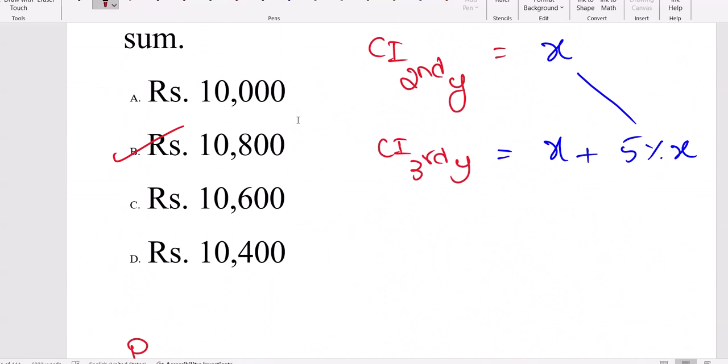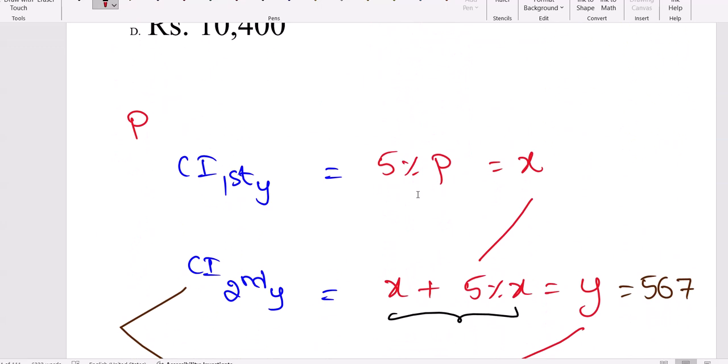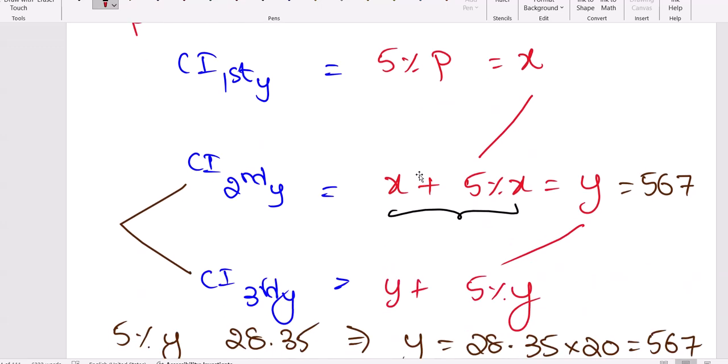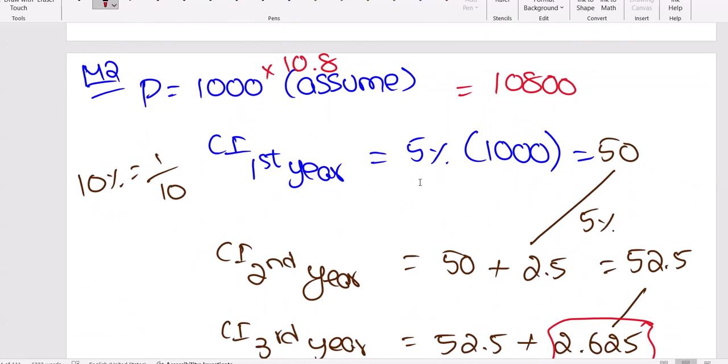First method, without assumption, you see the difference now. In the first method, without assumption, solving with P, X, Y and all will take definitely more time. That's the advantage when there is a number, versus when there is some unknown X. With this approach you will definitely get the same P value, 10,800, but this approach takes less time.